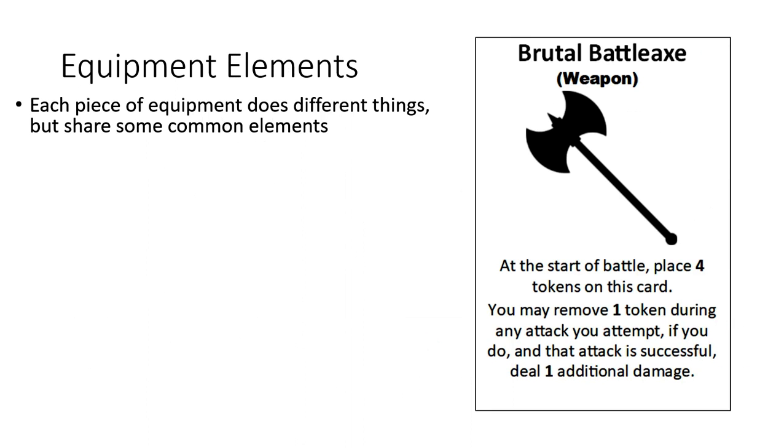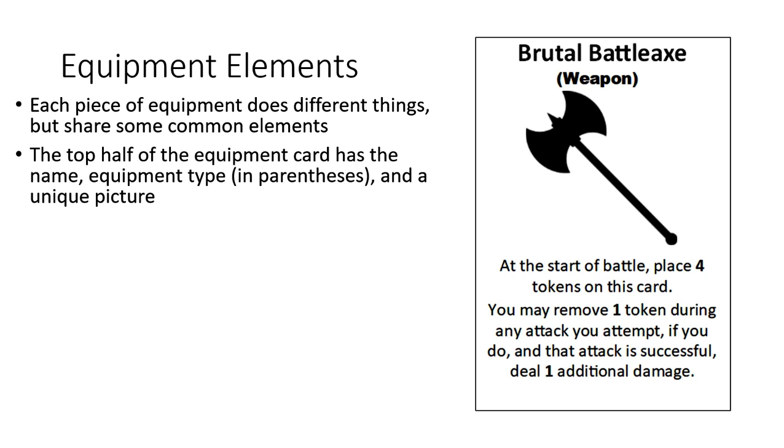As far as the equipment cards themselves, let's just break this down. Each piece of equipment does something unique, but they share some common typography and some common elements. For example, the top half of the equipment card, roughly, has the name of the particular piece of equipment, in this case the Brutal Battle Axe, the type of the equipment, in parentheses, just to keep things clear, that is, this is a weapon, and then some sort of unique picture.